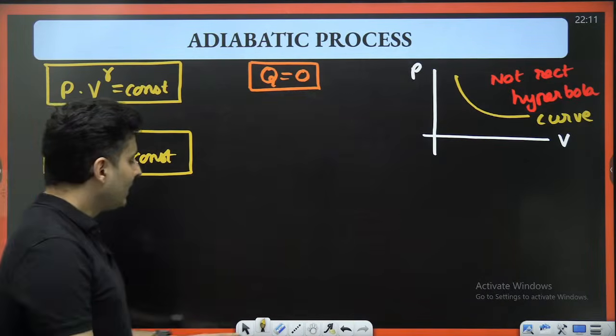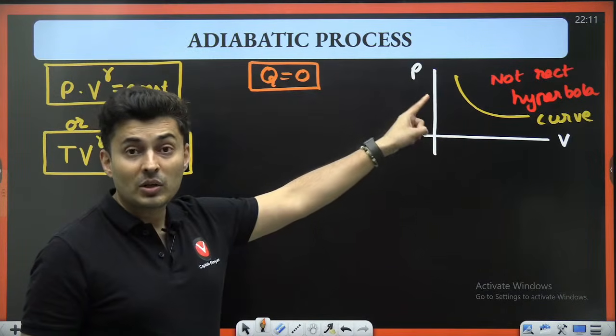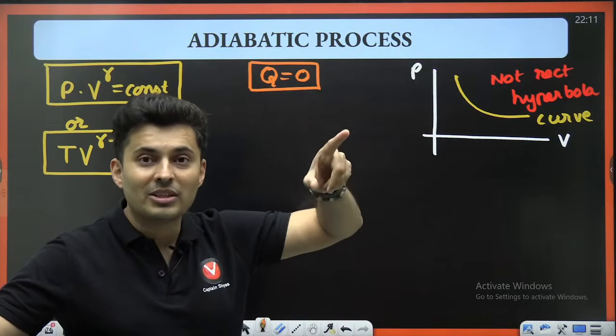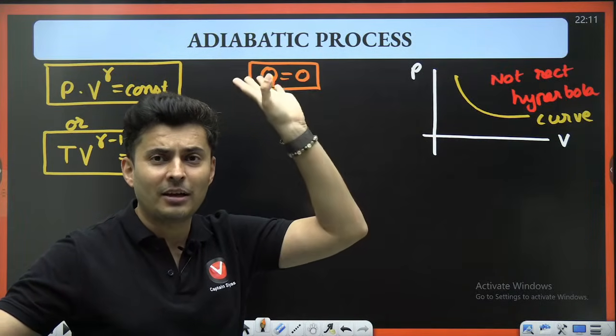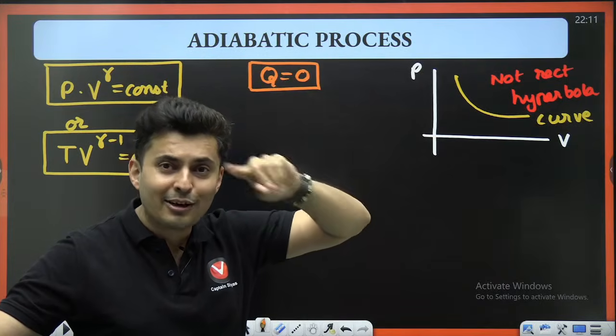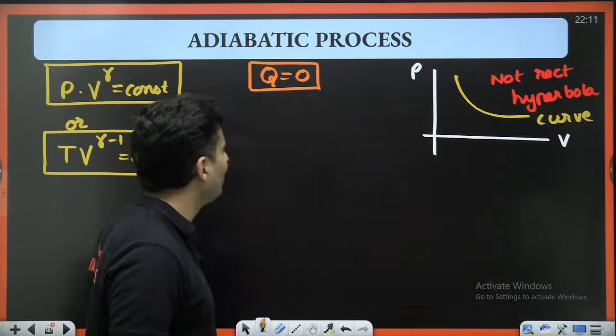Why did I mention that? Because sometimes they might confuse you in the exam. The graph of the adiabatic process is like this. Is it a rectangular hyperbola? Ellipse? Curve. You will not put rectangular hyperbola. You will put curve in the options.